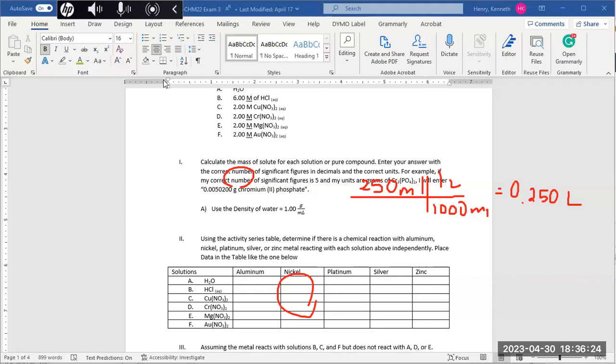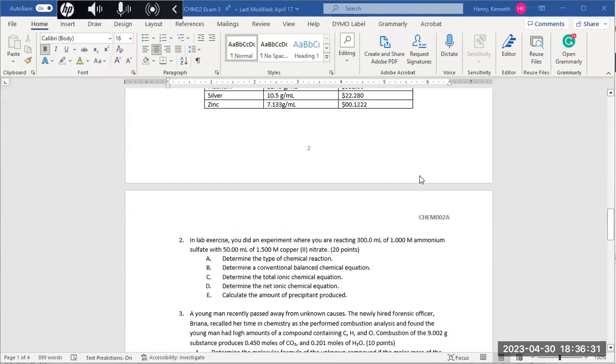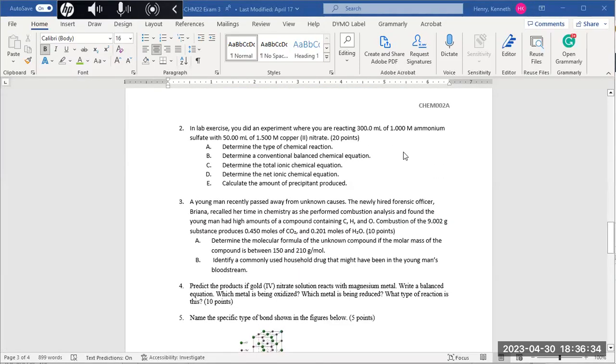I was looking at number 4. With the passing away of a young person, where the forensic officer goes in. Like Brenda was saying, it's kind of hard to get started on these problems. Yeah. And I think after that it really helps you know what to do. Okay. So I guess the first thing it's asking is to determine the molecular formula. It gives you 150 and 210 grams per mole. Is that what you're supposed to use to determine what it is?